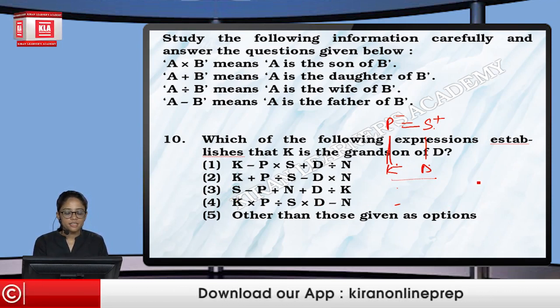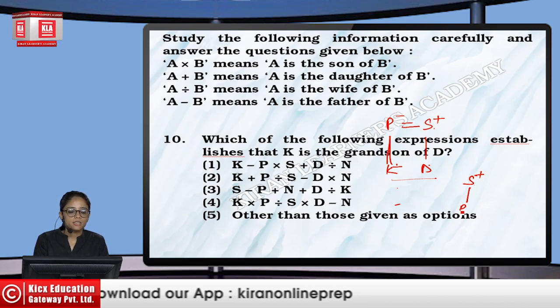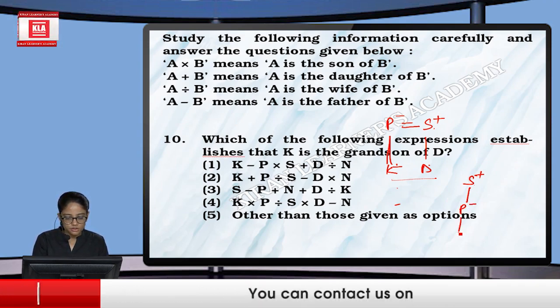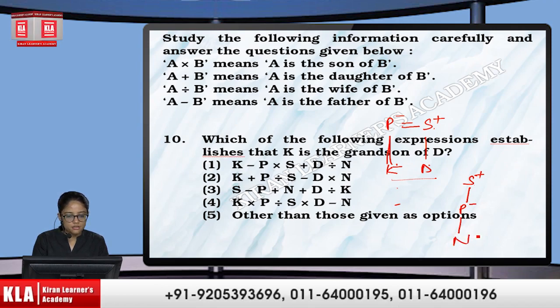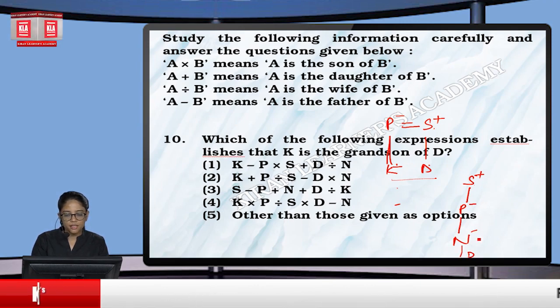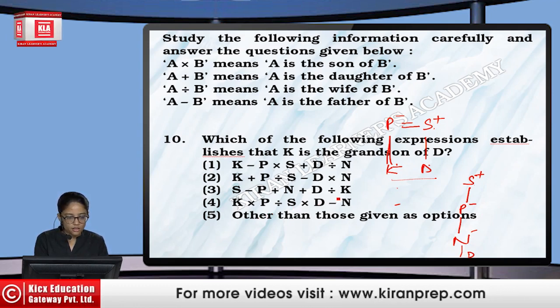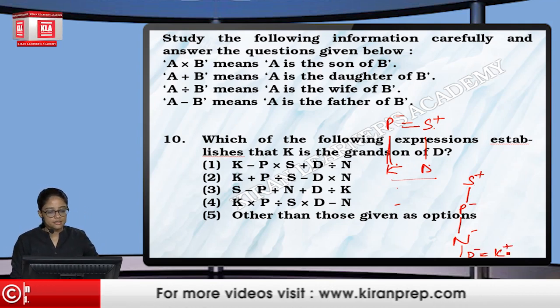S minus P. Minus means father. S is the father of P, and plus means daughter. P is the daughter of N, and plus means N is further the daughter of D. So this doesn't make any sense. So let's try with the divide. Divide means wife, so it becomes husband and wife. So this also doesn't make the thing. Let's see the last one.